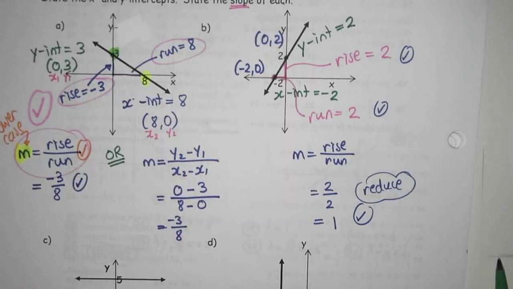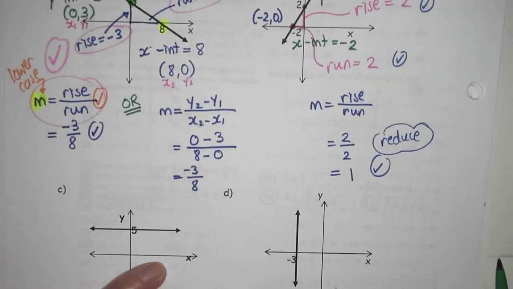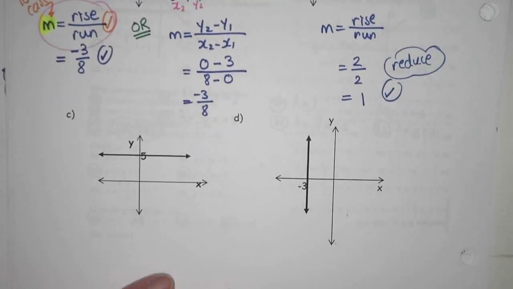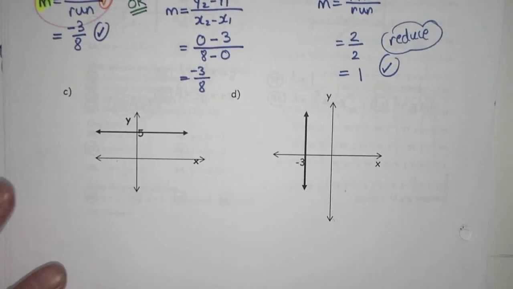I won't do it two different ways, but I think that you can maybe follow that part. You can try it again on your own. I'm going to move on to C and D.